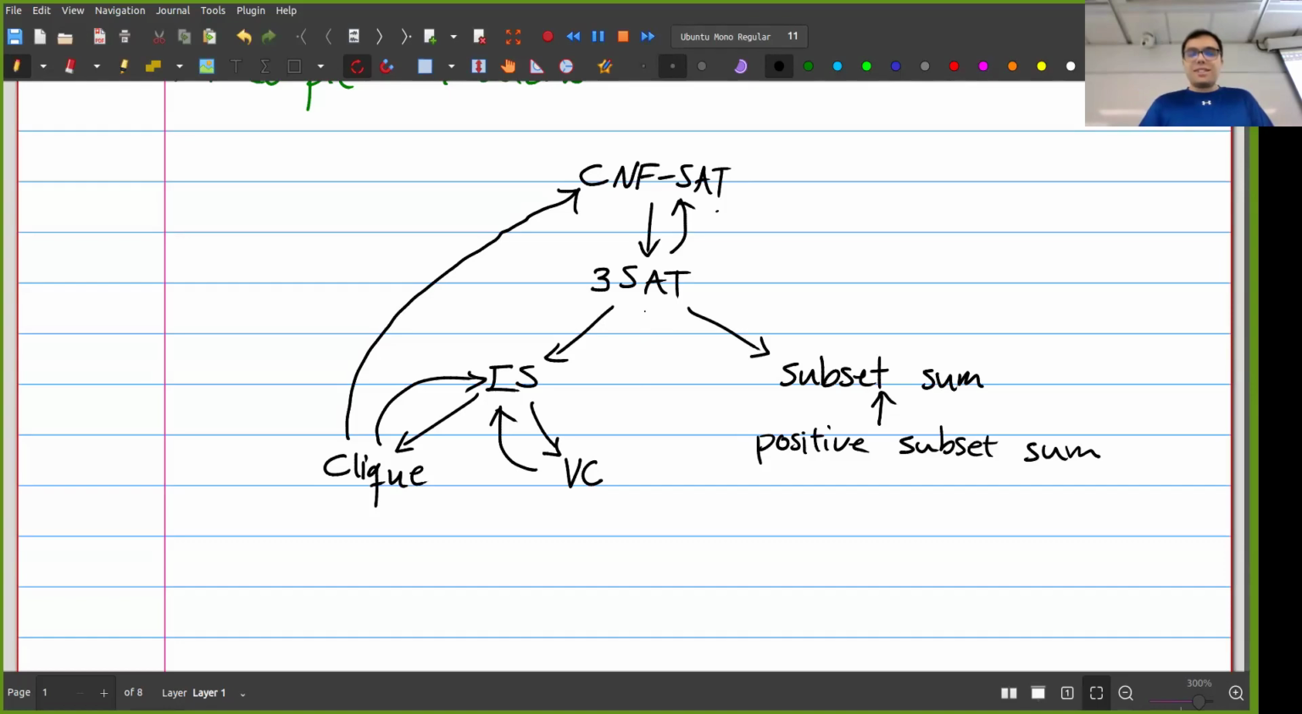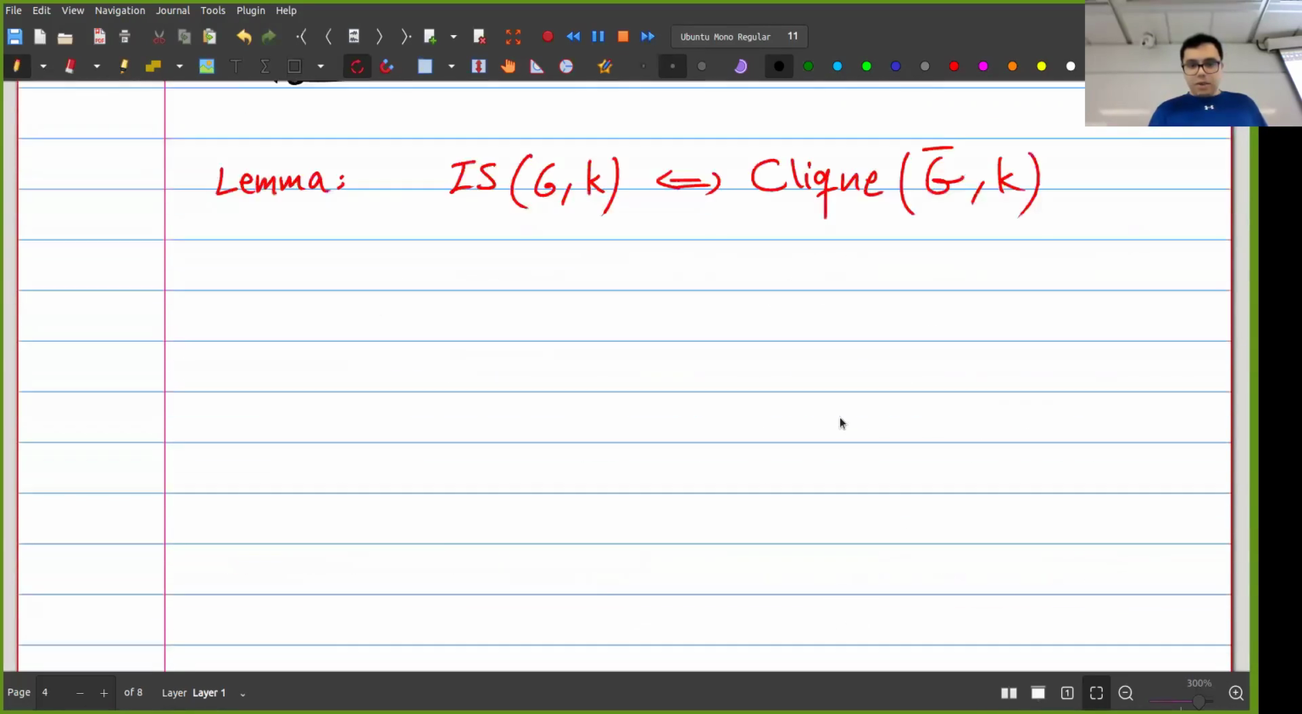So that's one of the reasons why I really like 3-SAT. Most of the time, when you want to prove NP hardness, the easiest problem to work with is 3-SAT. You can, of course, find any reduction from any other problem that you know is NP complete to positive subset sum, but let's do it from 3-SAT. Okay. Now, how am I going to do this?